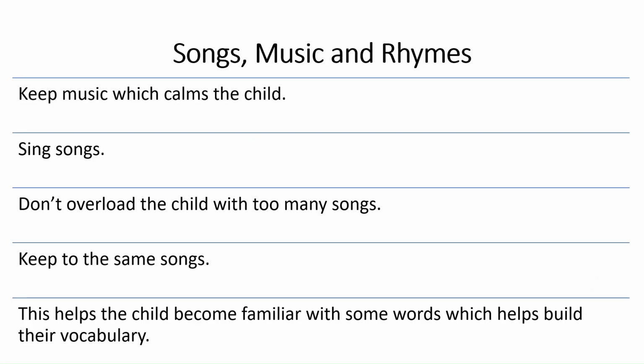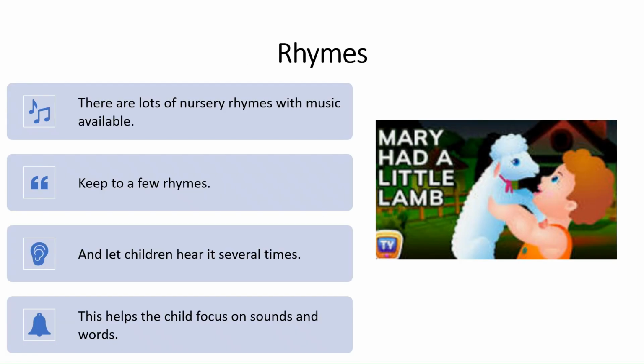Songs, music, and rhymes. Keep music which calms the child. Sing songs, but don't overload the child with too many songs. Keep to the same songs. This helps the child become familiar with some words, which help build their vocabulary. Rhymes: there are a lot of nursery rhymes with music available. Keep to a few rhymes and let children hear them several times. This helps the child focus on sounds and words.